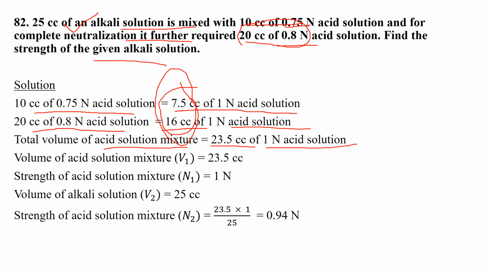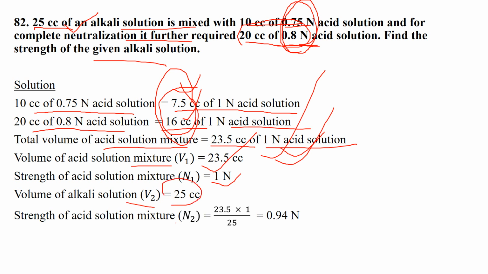To add these two volumes, we have to convert the strengths into the same unit. Here is 0.75 N, here is 0.8 N. We have to convert these into one normal, only then can we add them. That is, 23.5 cc of 1N acid solution is required for the complete neutralization of this 25 cc of alkali solution. Now, the volume of the acid solution mixture is 23.5 cc and the strength will be 1 normal. And the volume of the alkali solution is equal to 25.